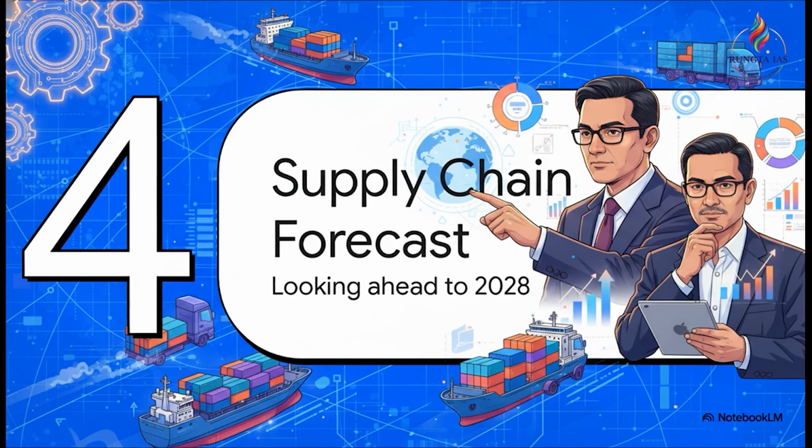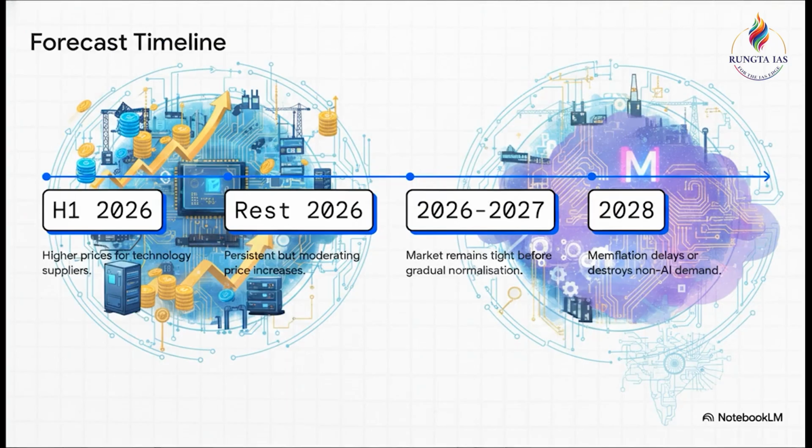So where do we go from here? Section 4, Global Supply Chain Forecast. Let's look at what experts from IESA and Gartner are predicting for this structural recalibration. The outlook is definitely tight. According to Gartner's timeline, suppliers will be dealing with higher prices through the first half of 2026. Then, for the rest of 2026 and into 2027, the market remains heavily constrained before we see any gradual normalization. Why so long? Because expanding semiconductor fabrication is incredibly capital-intensive and slow. Ultimately, this Memflation is expected to delay or even destroy non-AI tech demand right up until 2028.